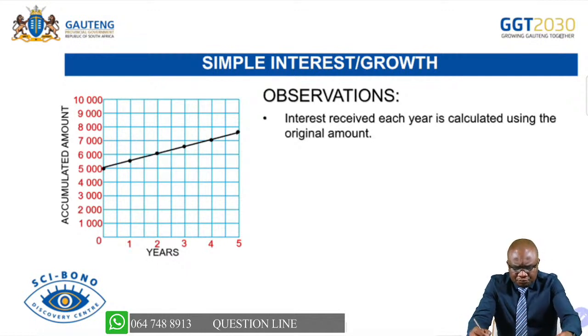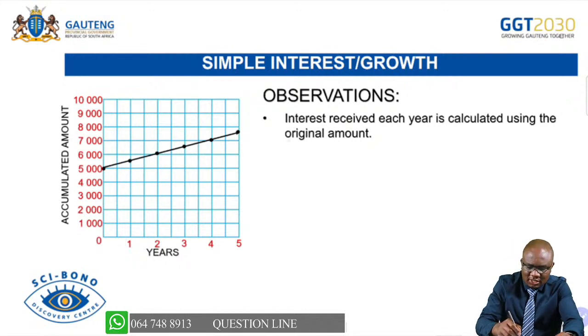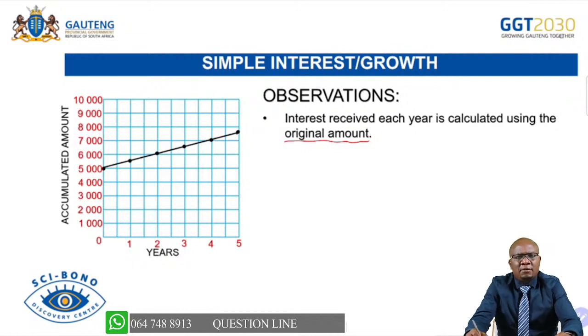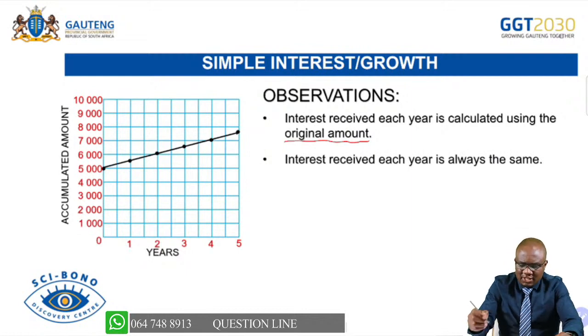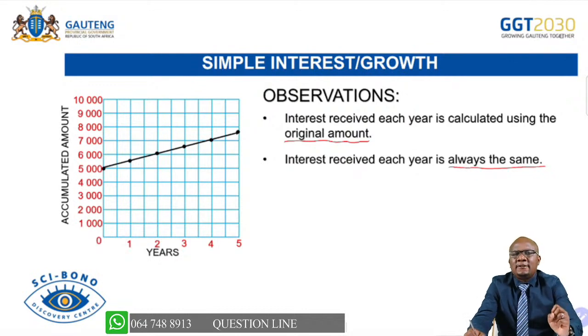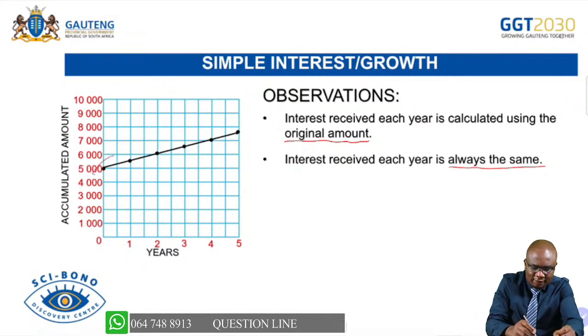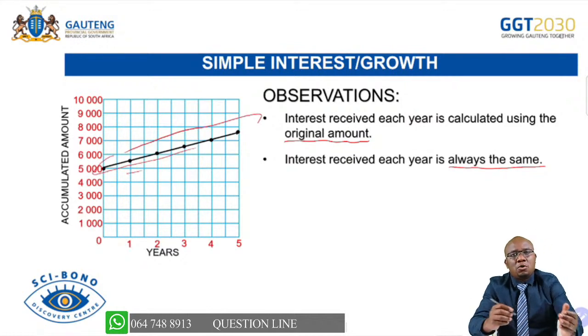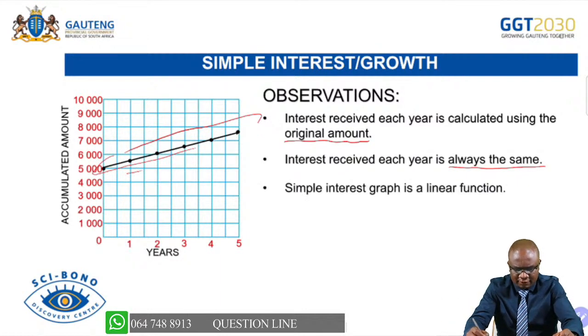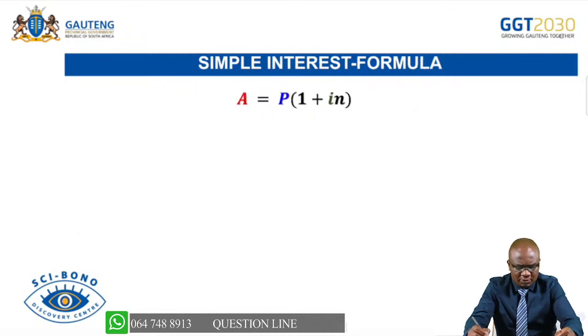Interest received each year is calculated using the original amount, the principal amount. That's what we observed: the interest received each year is always the same. It was 500 rand, 500 rand, 500 rand. That is simple interest. That's why we have a linear graph here, because it's a constant difference. The simple interest graph is a linear function. Maybe you also observed other things, which is great. Let's move on to the next part.